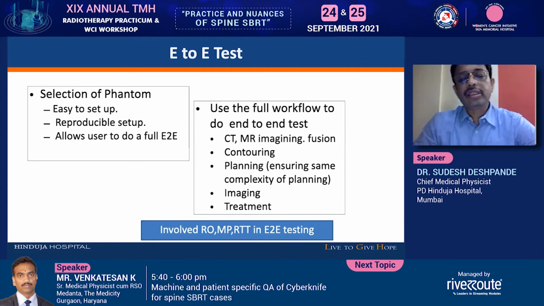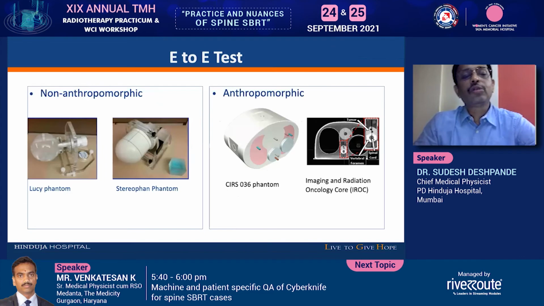So again, it's not only the work of the medical physicist. Please involve the radiation oncologist, medical physicist, and RTT in E2E testing, so that they are aware of the QA process. As for the choice of phantom, it can be non-anthropomorphic or anthropomorphic. Ideally, we should have the anthropomorphic phantom. But the issue with these phantoms is the cost involved and the availability. So resources are always an issue in many countries.